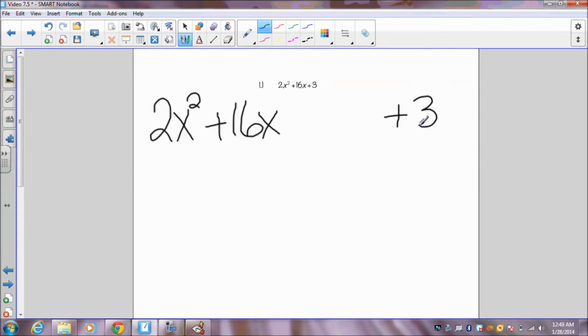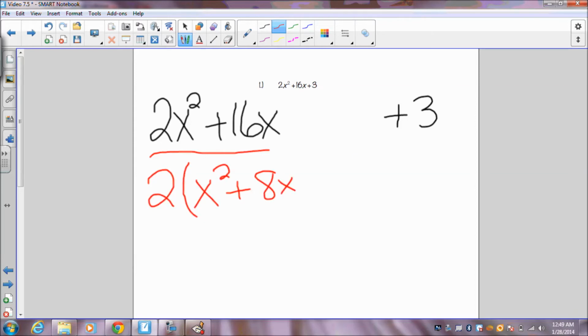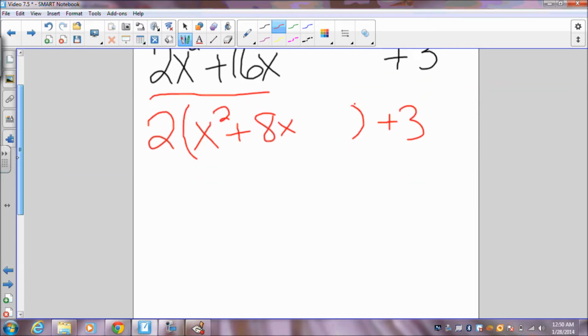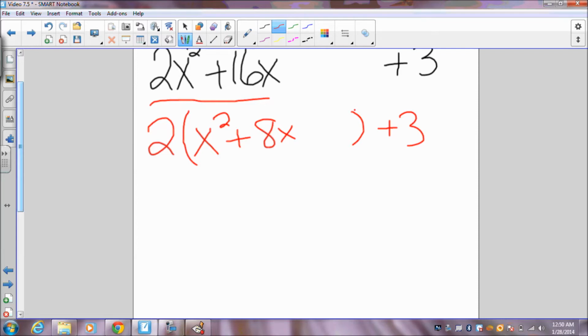So what I'm going to do is take my first two terms right here, and factor out the GCF, which is 2. Once I factor out this GCF, I end up getting x squared plus 8x. Then I'm going to leave a little bit of space, and copy the rest of the expression down. Here, all I have to do now is simply complete the square for what's inside of my parentheses.